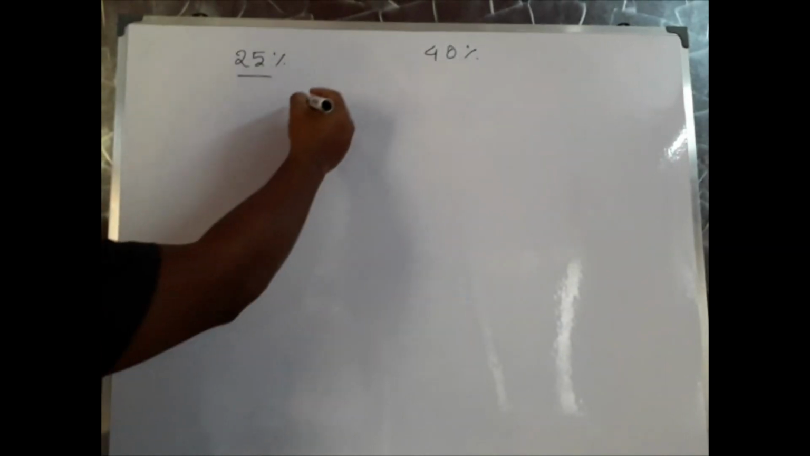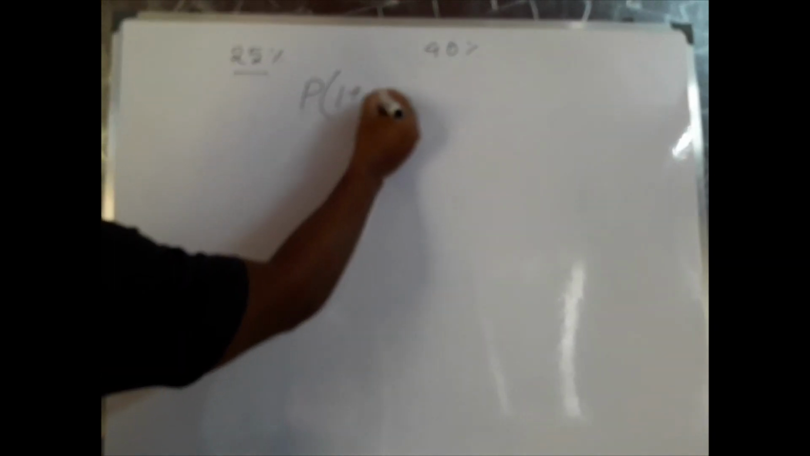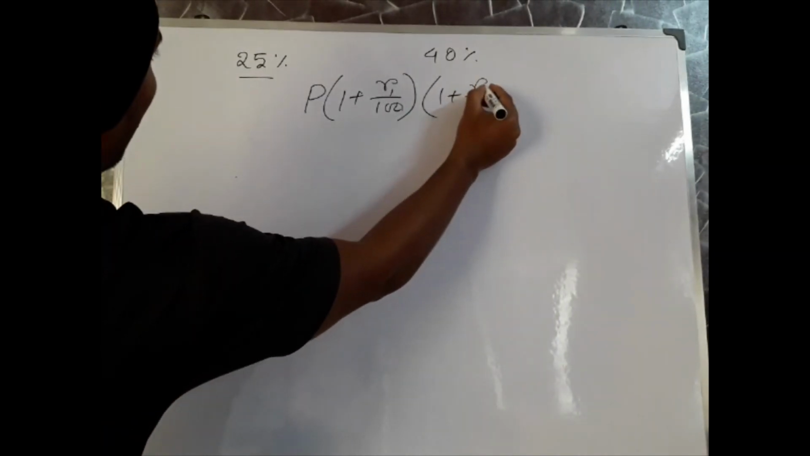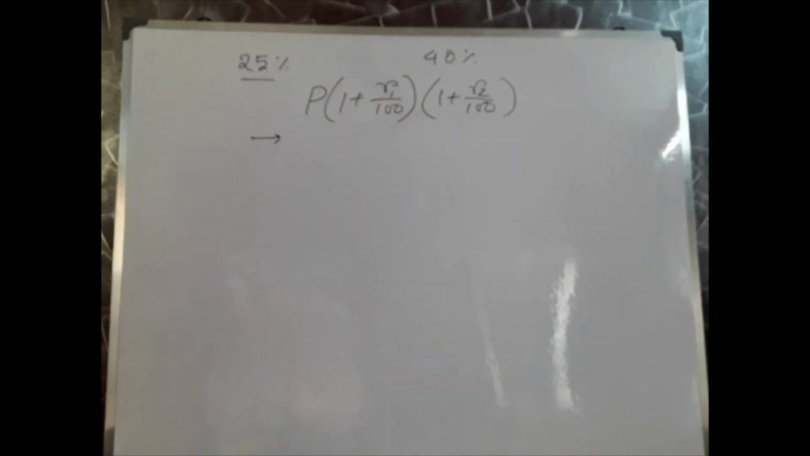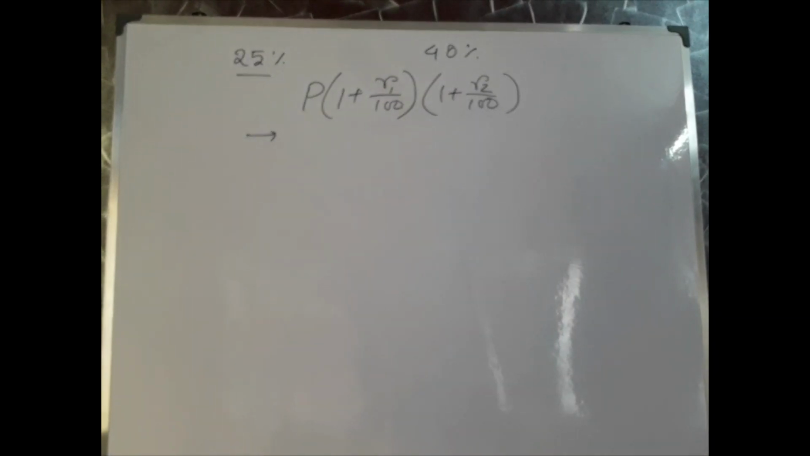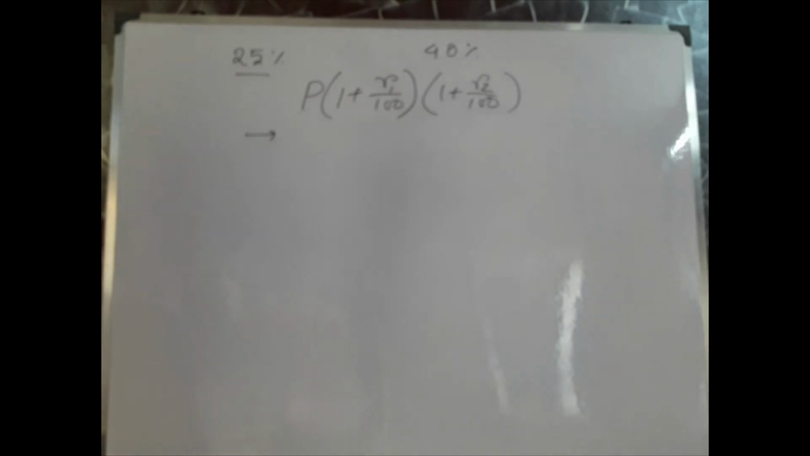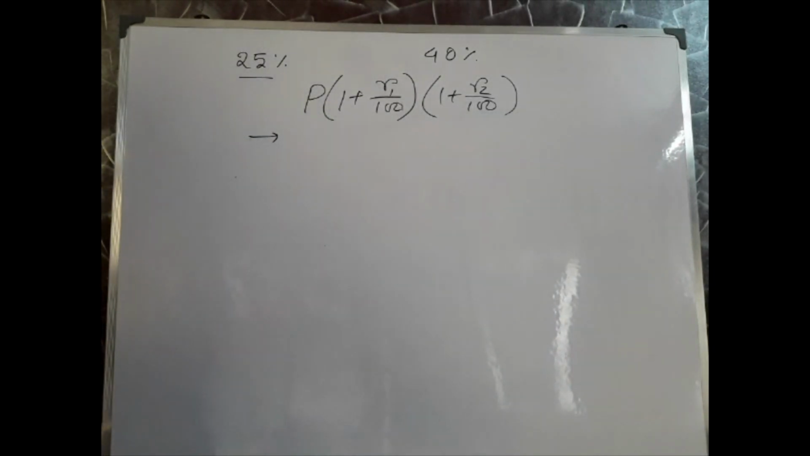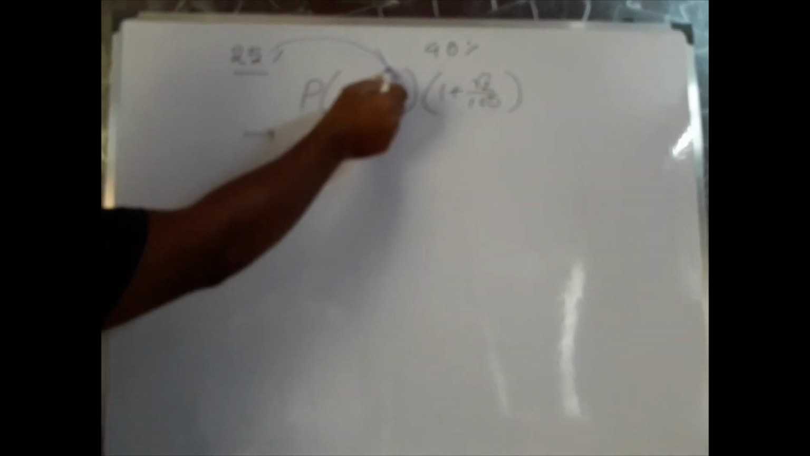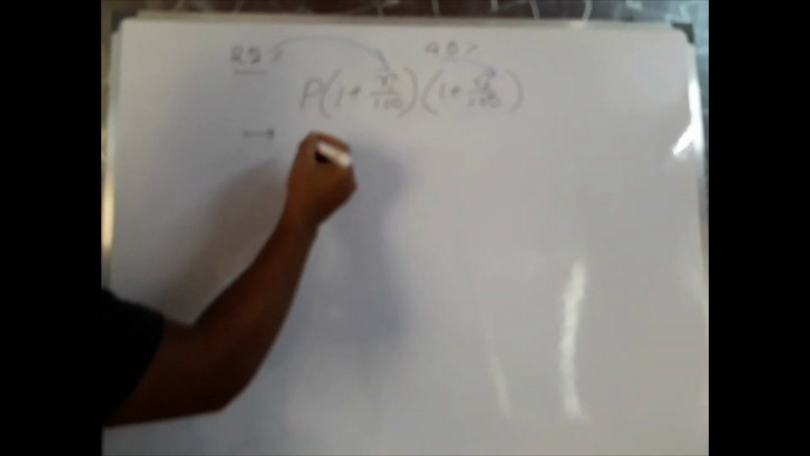So first of all, which formula should we use? The formula is very simple. We know 1 plus R1 by 100 into 1 plus R2 by 100. If instead of increasing, the quantity is decreasing, then we should use the minus here. So now the case is P into 1 plus R1 by 100 into 1 plus R2 by 100. We have to put 25 and 40 for R1 and R2.